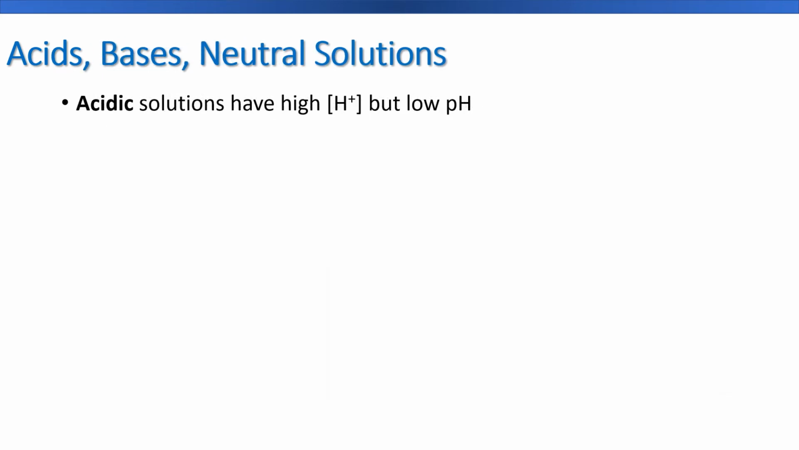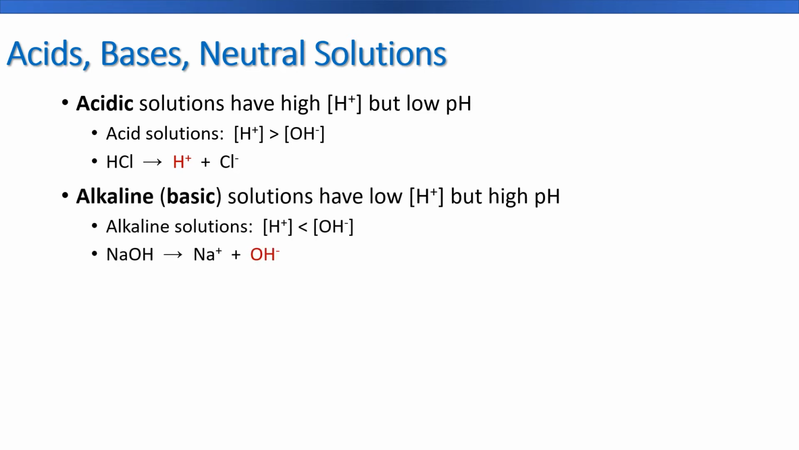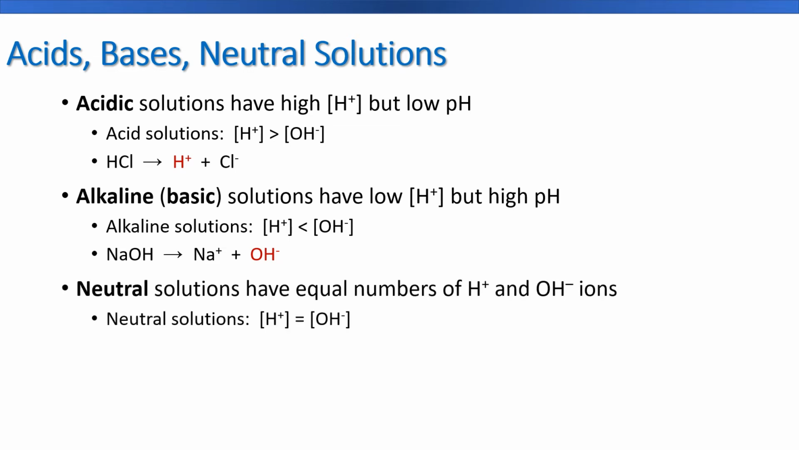To review what we just stated, acidic solutions will have high hydrogen ion concentrations but low pH numbers. And we used hydrogen chloride as our example. And we also stated that a basic solution, an alkaline solution, will have low hydrogen ion concentrations but a high pH number. And we used sodium hydroxide as our example. And we further stated that neutral solutions, such as water, will have equal concentrations of hydrogen ions and hydroxide ions. So there's one more concept that we need to look at before we get to buffers. So let's do that.